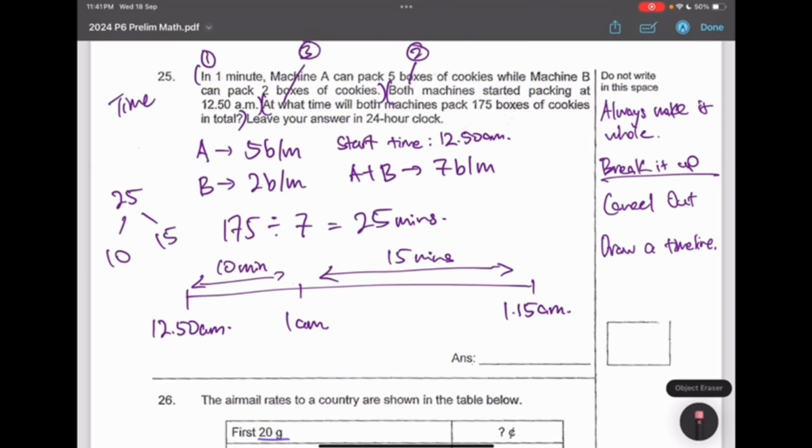Now the last sentence of the question says to leave your answer in 24-hour clock. So what I'm going to do is to change 1:15 a.m. to 24-hour clock, which will be 0115. And this is your answer for question number 25.